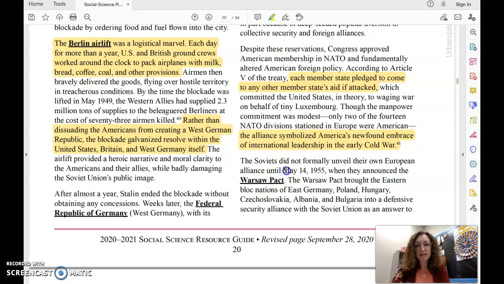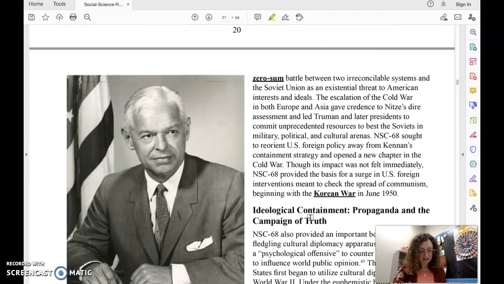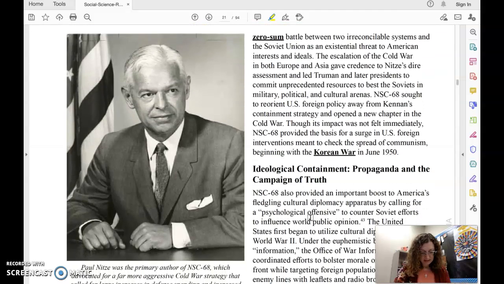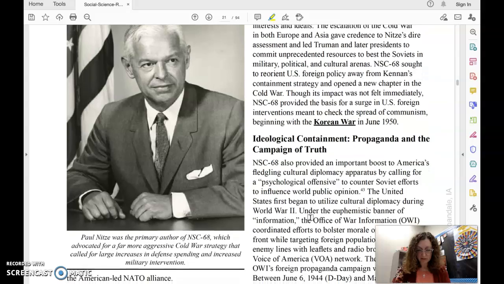The Soviets, of course, are not going to let this just sit, so in 1955, they create a similar security alliance called the Warsaw Pact. This includes those Soviet satellite nations. Let's see, continuing forward here.